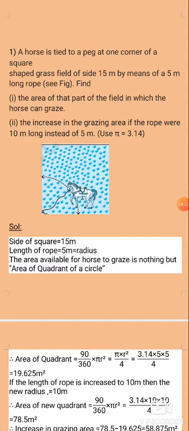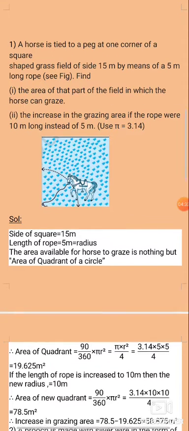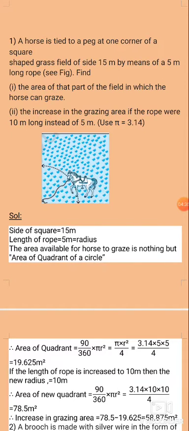At last, what do you need to find out? The second question, the increase in the grazing area if the length be 10 meter instead of 5 meter. So, the increasing area, how do we find it? Yes, the difference between these two areas, that is 78.5 minus 19.625, which is equal to 58.875 meters square.